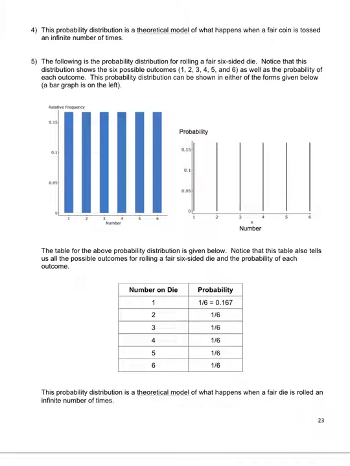Okay, number 4, this probability distribution is a theoretical model of what happens when a fair coin is tossed an infinite number of times. So theoretical, think about in theory, what would happen.